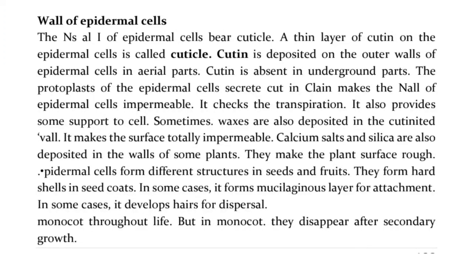Epidermal cells form different structures in seeds and fruits. They form hard shells in seed coats. In some cases, it forms a mucilaginous layer for attachment. In some cases, it develops hairs for dispersal. In dicots, the epidermis persists throughout life. But in monocots, they disappear after secondary growth.